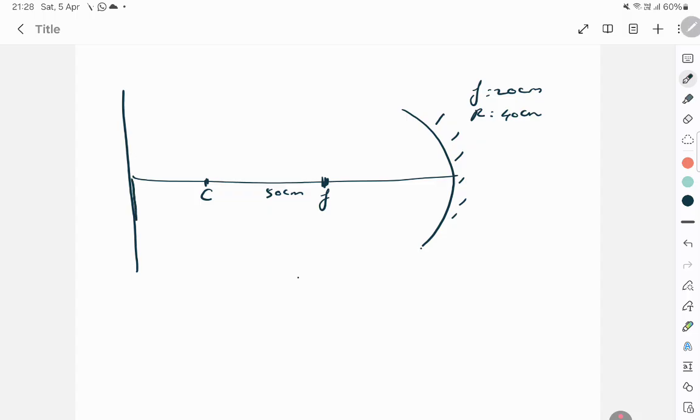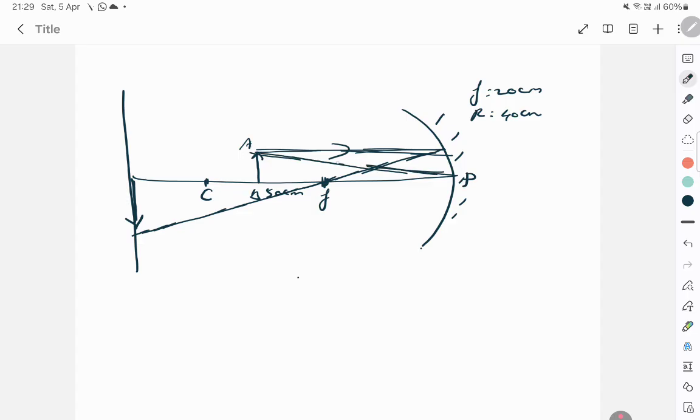So if you have to get a real image on the wall like this, which is an inverted image, that's what you get after reflection when the object has to be between C and F. The object is between C and F, AB. The light ray goes and hits the concave mirror parallel to the principal axis and gets reflected back, passing through the principal focus. And another ray goes and hits the mirror obliquely at a point P.